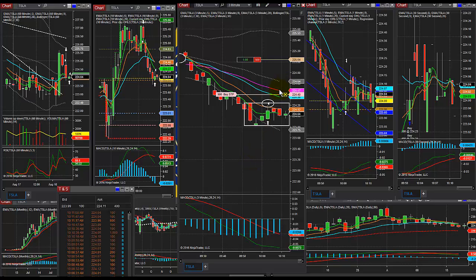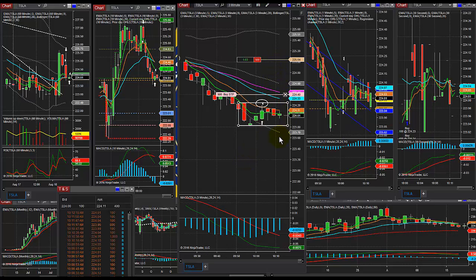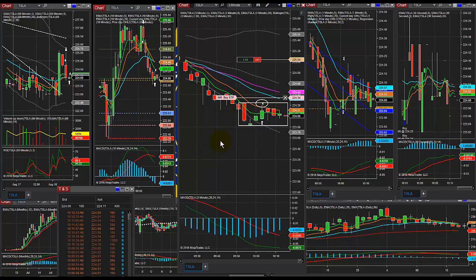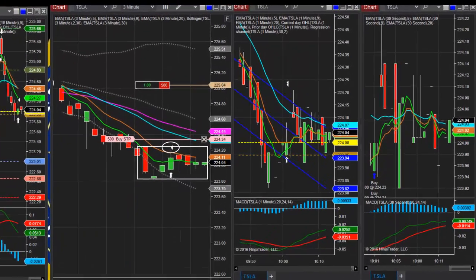A break to the upside of this box, that's rather bullish bias. A break to the downside would be a negative bias. I'm going to tighten my stop a little bit, but I don't want to get overly crazy, overly nervous. I want to give that stock some room to sort the supply and demand out.